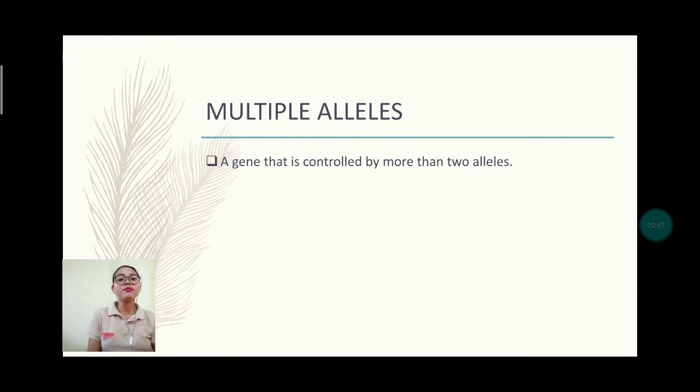Okay, when we say multiple alleles, it is a gene that is controlled by more than 2 alleles. Based on the example, a very good example of this is the ABO blood type in humans, because how many kinds of alleles are present? So there are 3 kinds of alleles present.